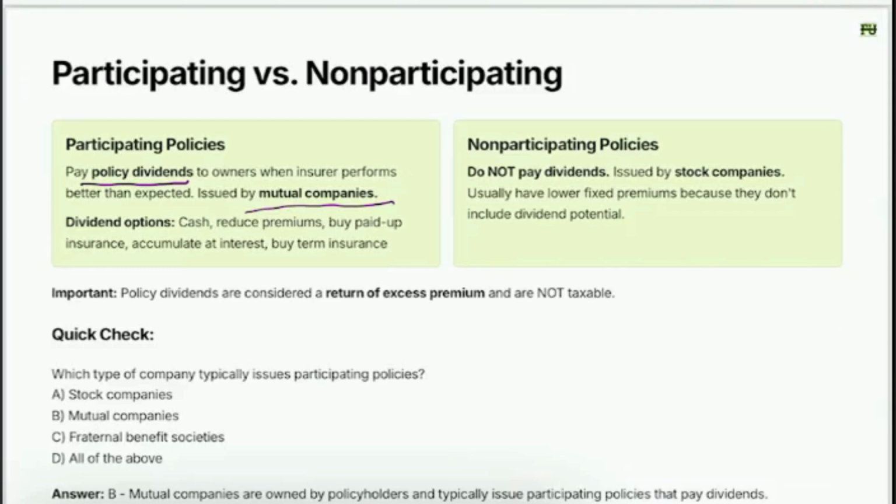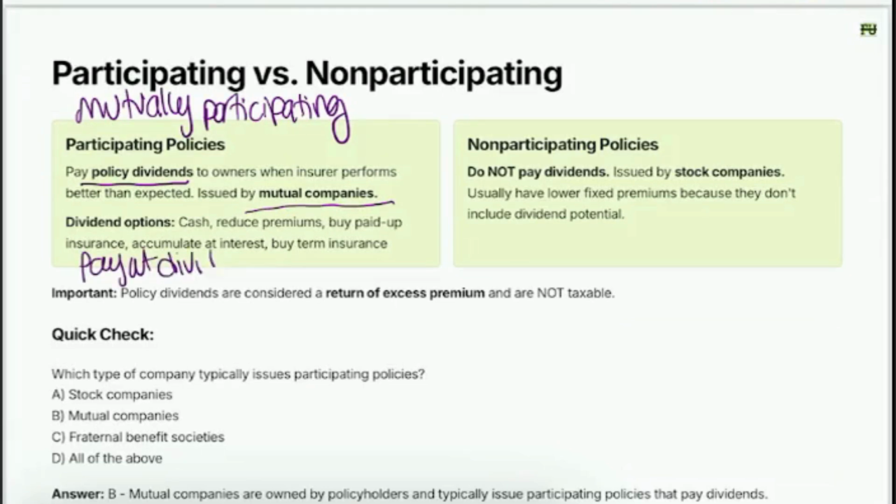So participating, I like to think they are like mutually participating. And what it is, if at the end of the year the company's made a profit, they will pay out dividends to its members. Okay. Non-participating policies do not pay dividends. These are issued by stock companies. They usually have lower fixed premiums because they don't include dividend potential. If they make a profit, they get it.